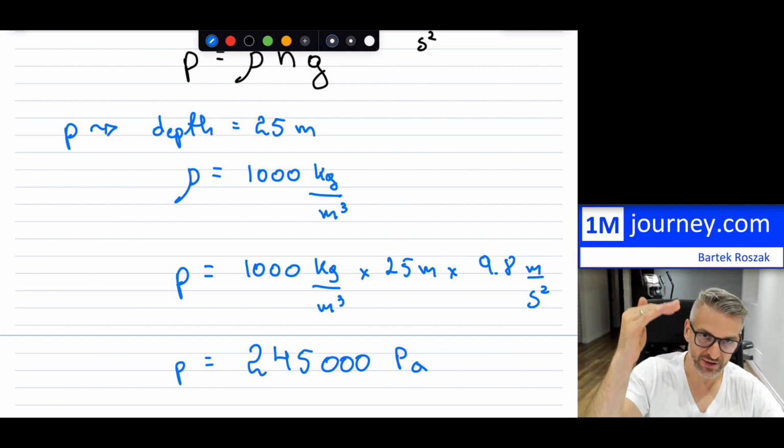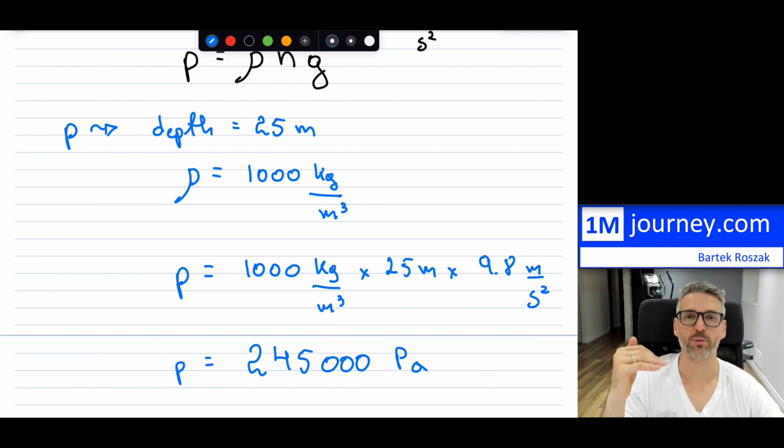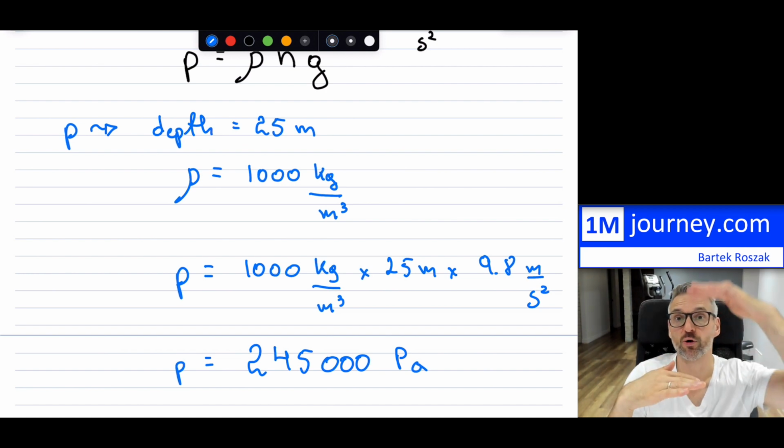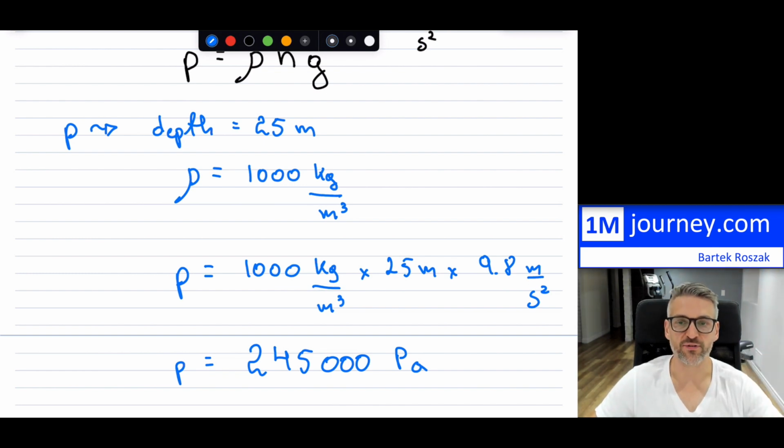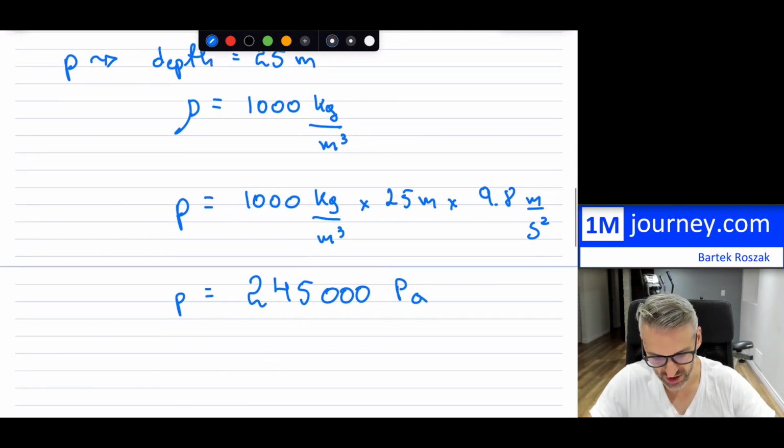And the deeper that you go, more and more pressure you will experience, because there's more and more fluid on top of you, right? So this is a very neat example that you can have. Now, you can take this and stretch this even further.